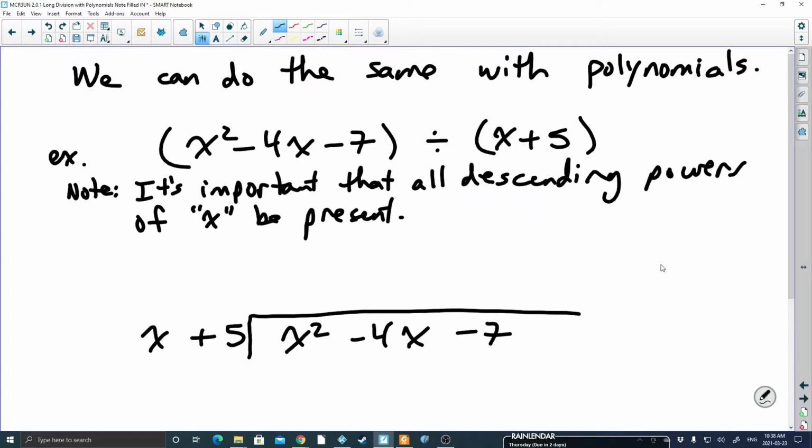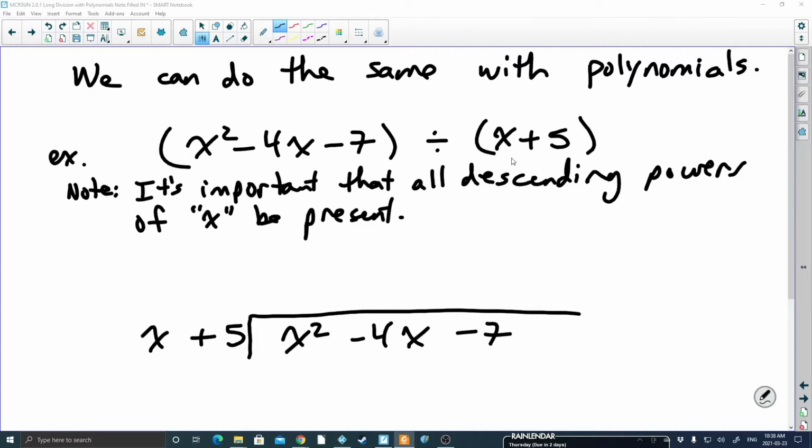So we can do the exact same thing with a polynomial. So I want to divide x squared minus 4x minus 7 by x plus 5. And I've set up the long division below here. But I put a note here, and I want the note to be there so that when you reread your notes, it's one of the first things you see.